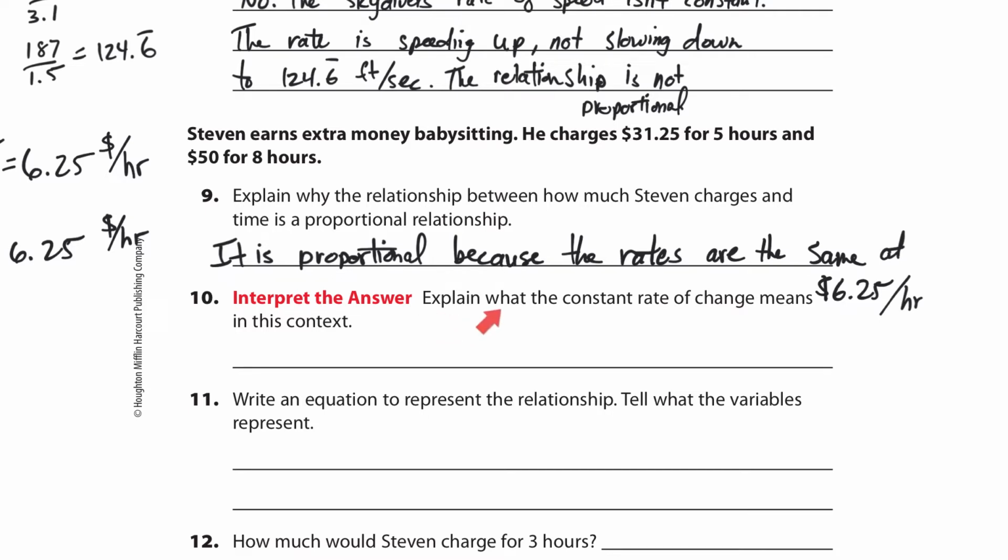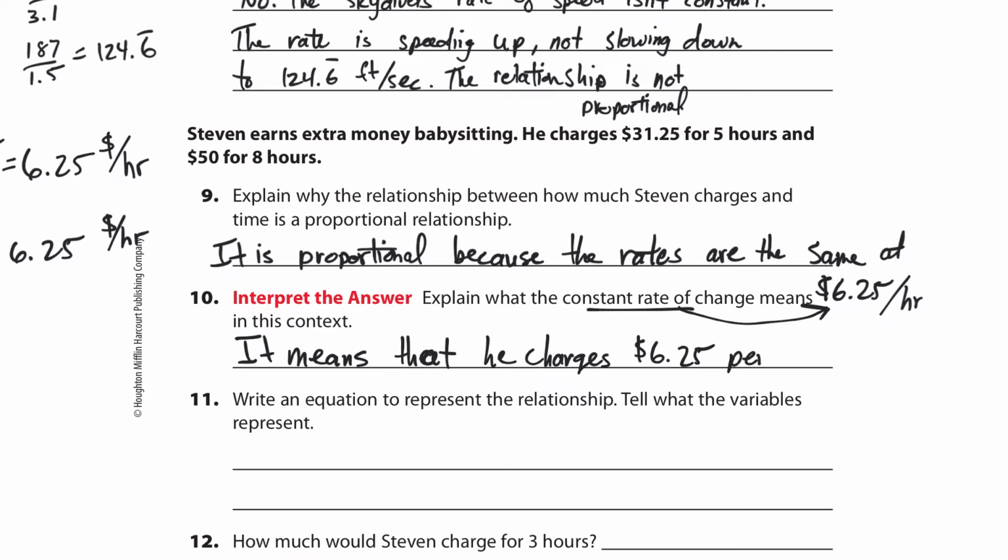And then explain what the constant rate of change means in this context. Well, by the way, what is the constant rate of change? The constant rate of change is the $6.25 per hour. So it means that he charges $6.25 per hour.